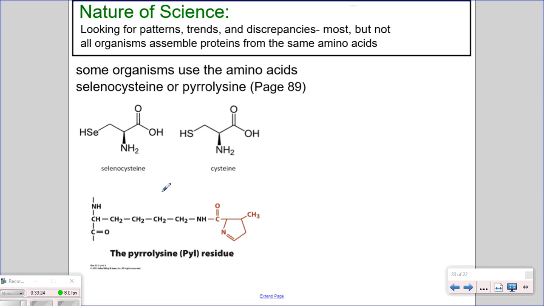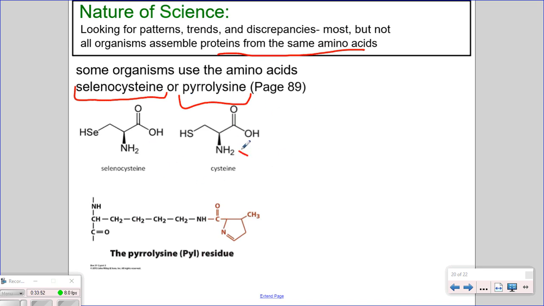In the nature of science part of this subtopic, this is looking for patterns, trends, and discrepancies. So most, but not all organisms assemble proteins from the same amino acids. Some organisms will use amino acids outside of those common amino acids, and this can include amino acids such as selenocysteine or pyrrolysine. More information on this can be found on page 89.